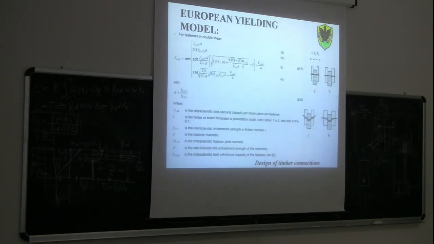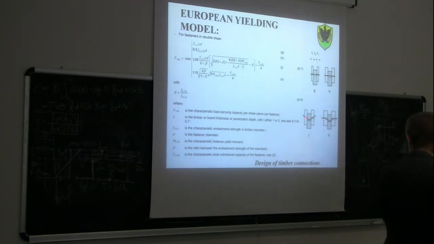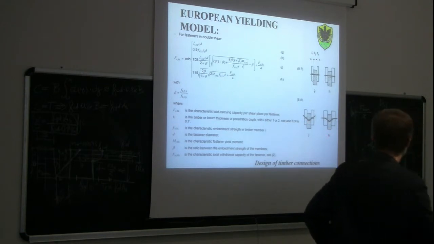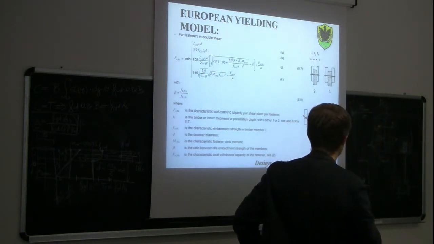Now, there are 4 equations for the case of fasteners in double shear. So in this case you can see here we have 2 shear planes. So we have, for example, 2 outer members and the central one. So we can have 2 failure mechanisms, the G and the H, characterized by only embedment of timber, so only crushing of timber, while failure mode J is characterized by crushing of timber and the formation of 1 plastic hinge in the dowel. And failure mechanism K instead is characterized by the formation of 3 plastic hinges, one in the middle and one in each of the 2 outer members.